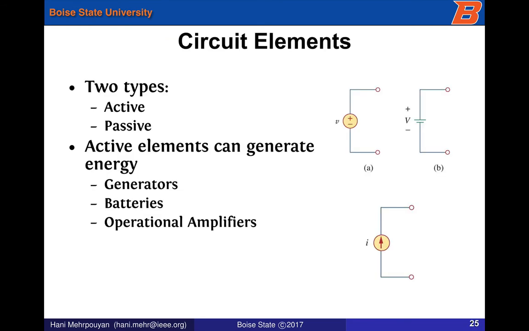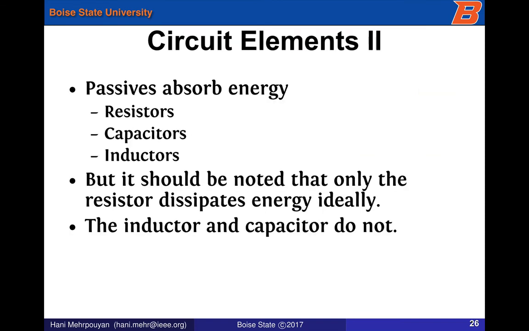So we'll solve some problems again in class, but let's move on to the circuit elements. There are two types of circuit elements. They're referred to as active elements and passive elements. Active elements can generate energy. Generators, batteries, or operational amplifiers are active circuit elements.